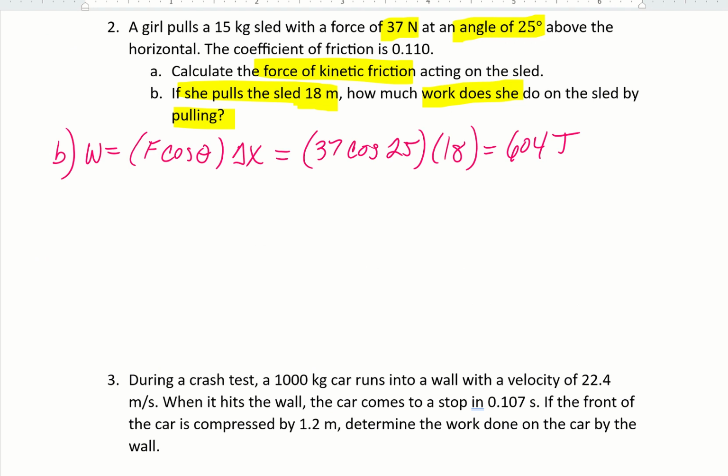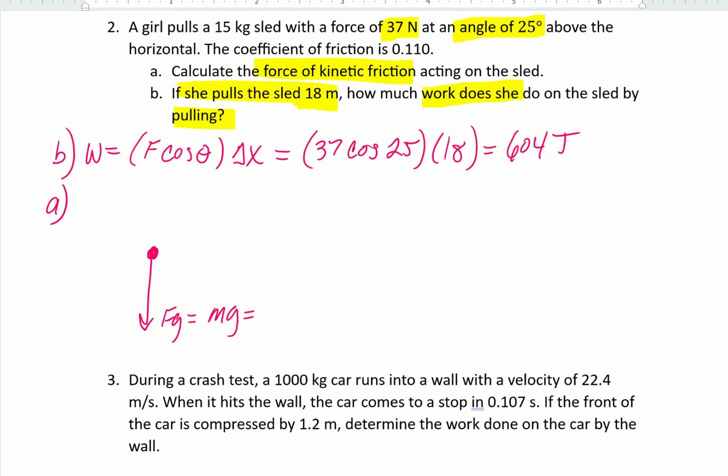Okay, A is a little bit more complicated, but again, this is doable. This is all stuff that you've done before. Whenever you're dealing with pulling at an angle, I always say, draw a free body diagram. So I'm going to draw my dot. That's going to be the wagon. I know that there's gravitational force. That's going to be m times g.